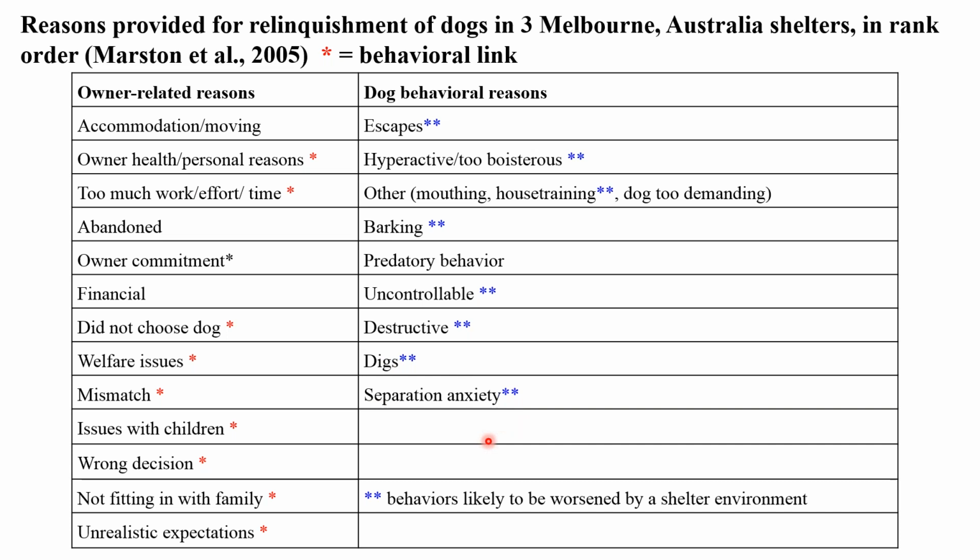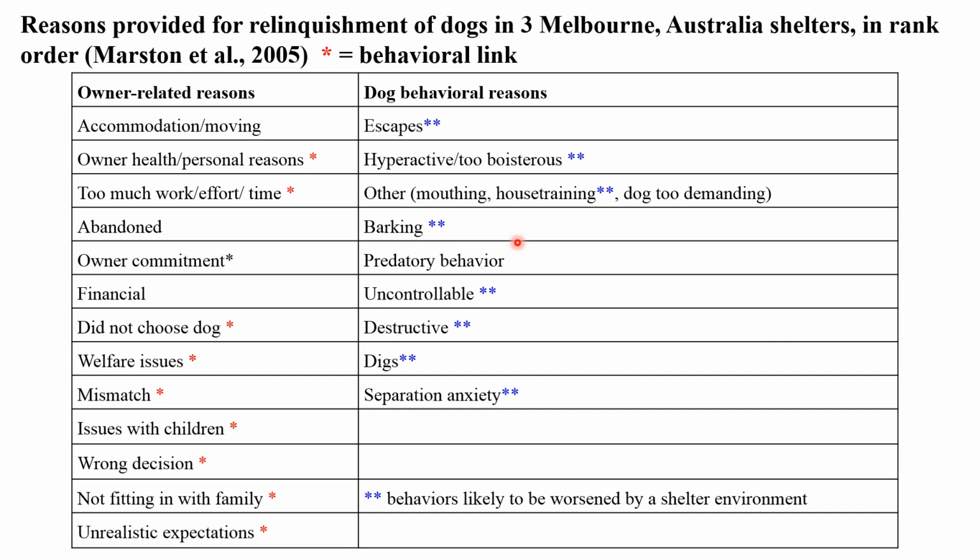I didn't mention predatory behavior, but people are afraid of predatory behavior, and they think that it will lead to predatory aggression where children are injured. It does not. But also, people are not in love with animals who hunt. So this can be a problem.